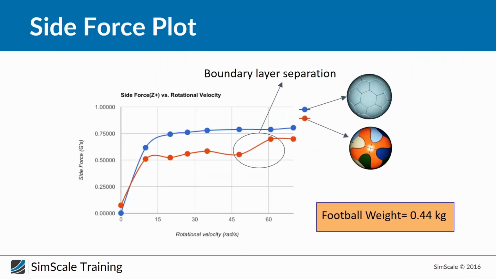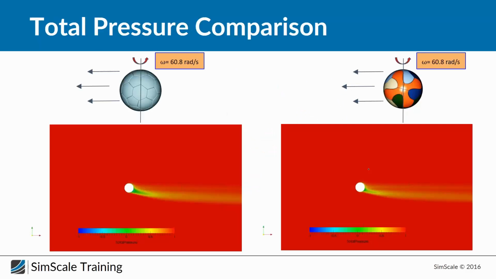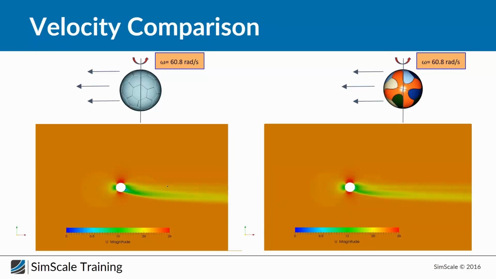And therefore, let's now compare, for example, the two different ball designs. So here we have a constant rotational speed, and here we can see the total pressure. And you can really see that the separation bubble is much smaller for this new design compared to the old one. And if we take a look at the velocity, yes, it's basically the same effect.